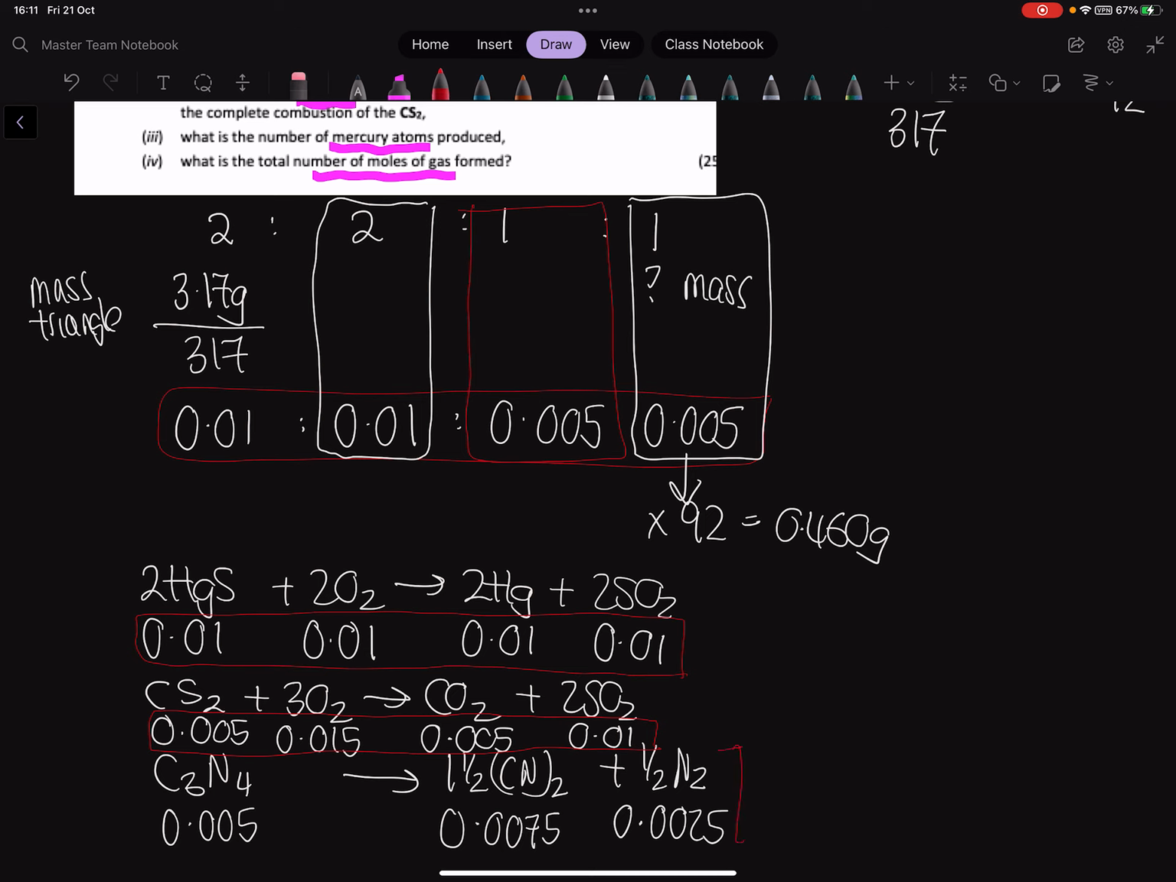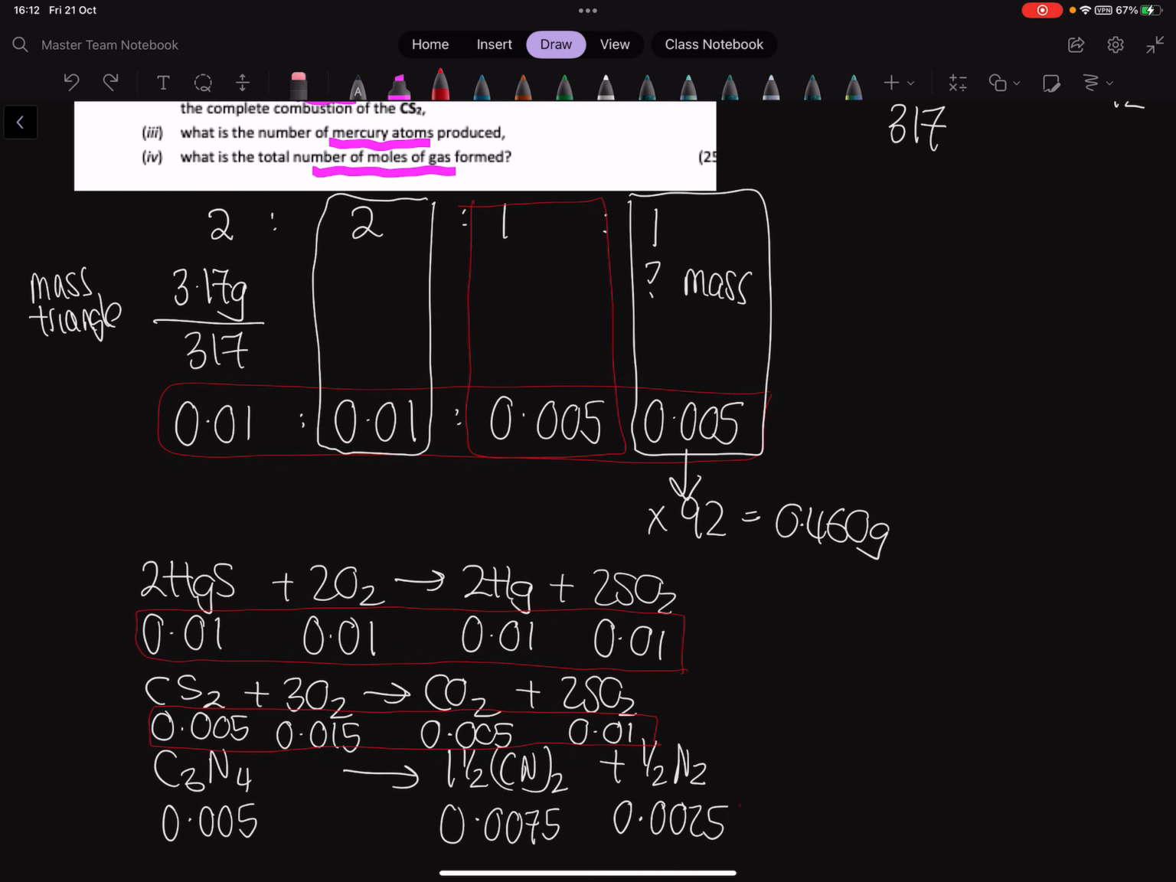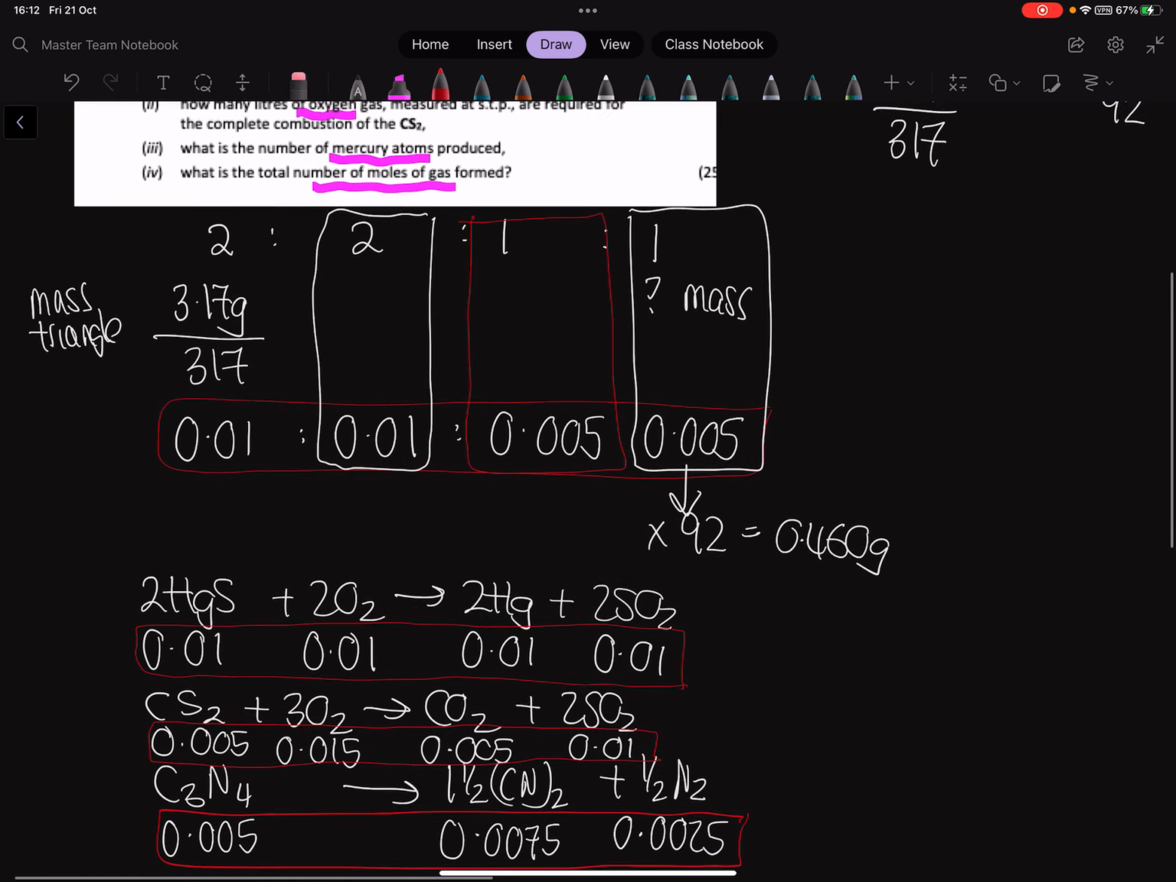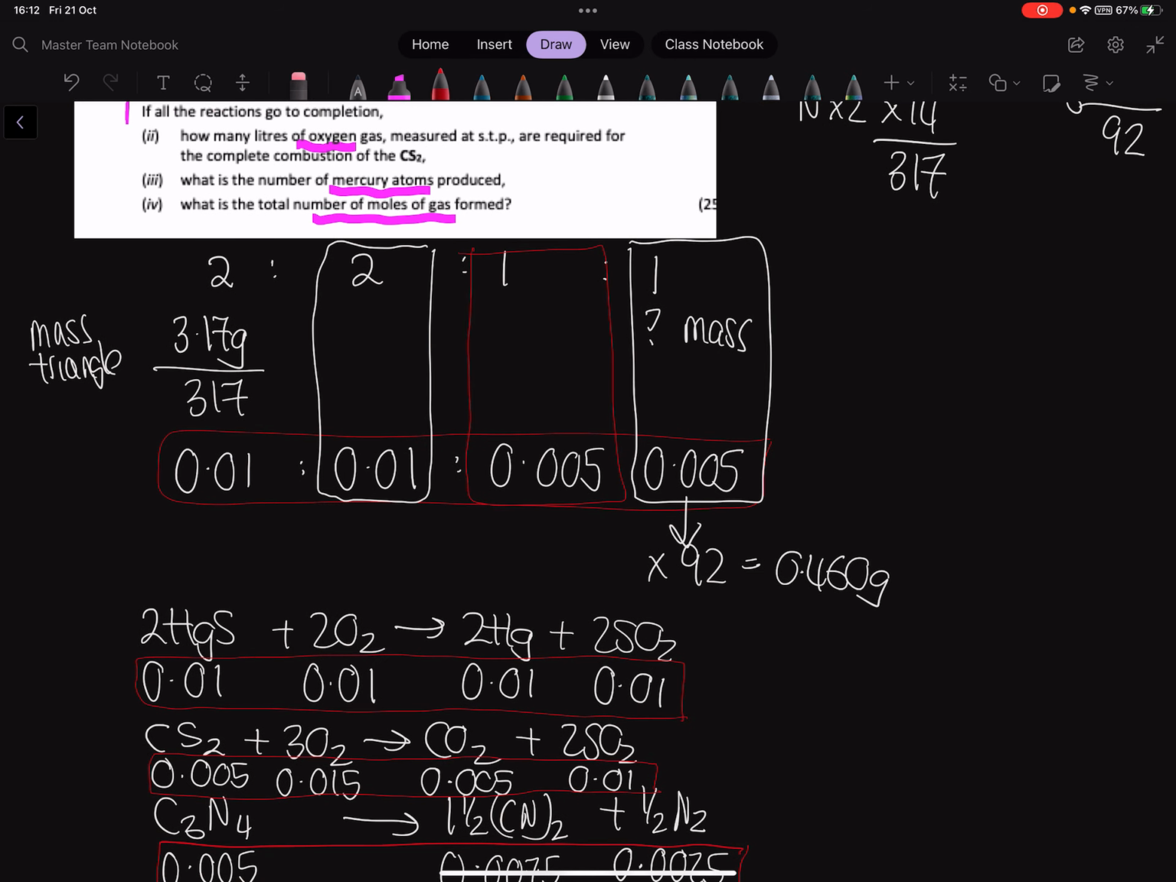Okay, so we are going to again box all of these because these are the moles that we're going to need to answer the question. So the first thing it asks in part 2 is how many litres of oxygen measured at STP are required for the complete combustion of CS2.